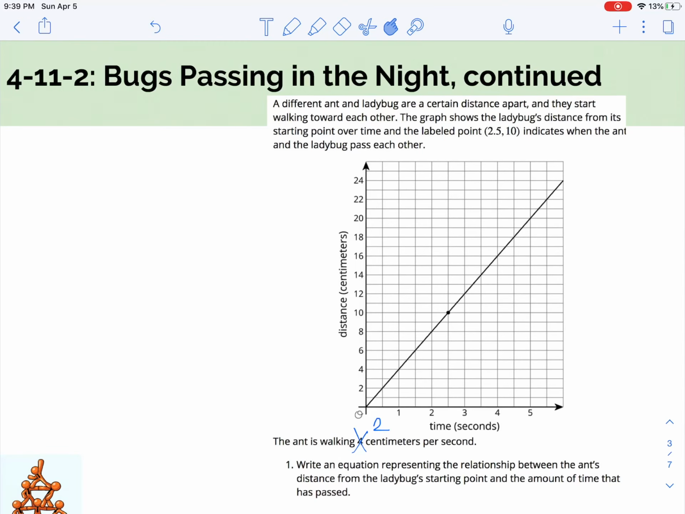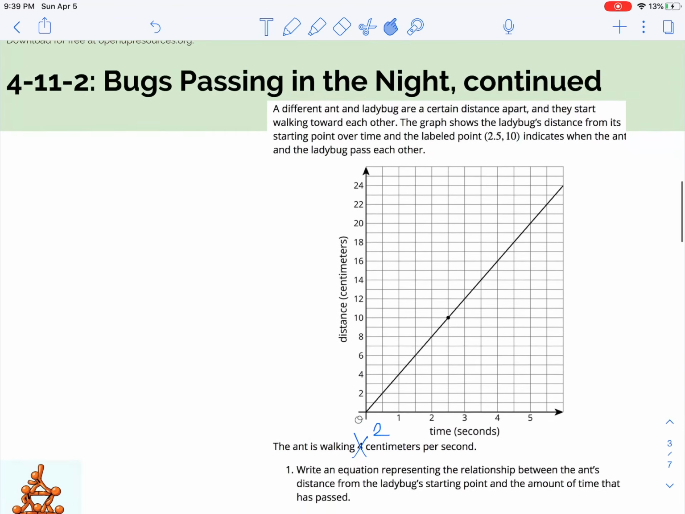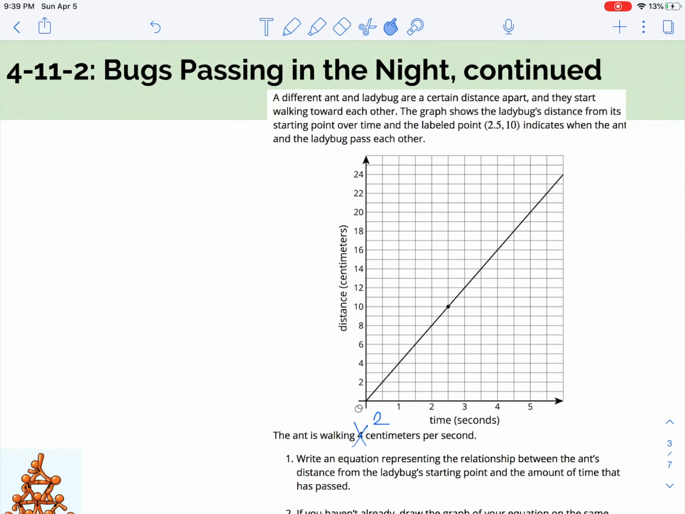We have two questions to go through, and they're pretty long, but we only have two, so it shouldn't be too bad. The first one is about bugs passing each other, but this time it's on a coordinate plane, and it says a different ant and ladybug are at a certain distance apart, and they start walking toward each other. The graph shows the ladybug's distance from its starting point over time, and the labeled point (2.5, 10) indicates when the ant and the ladybug pass each other. So this is your x, this is your y.